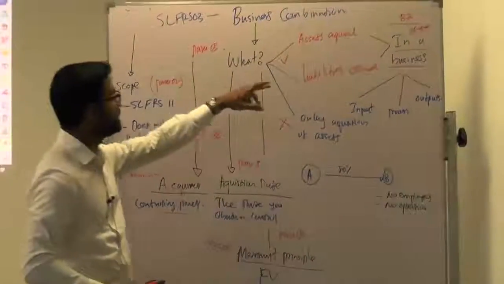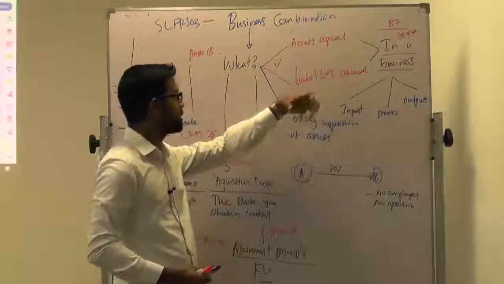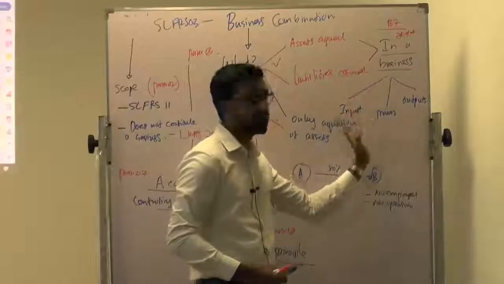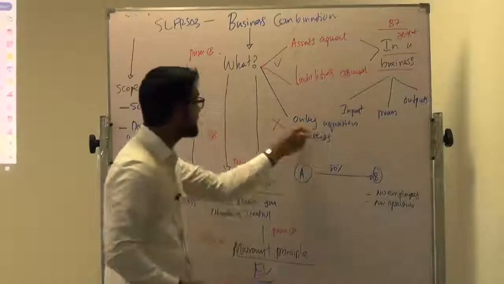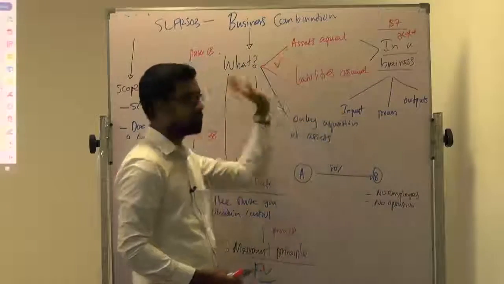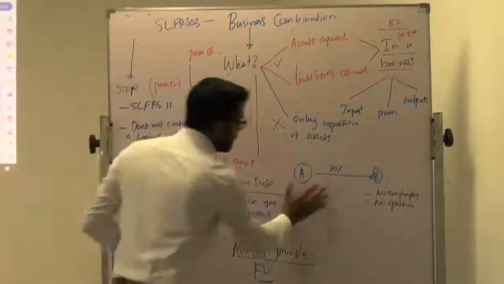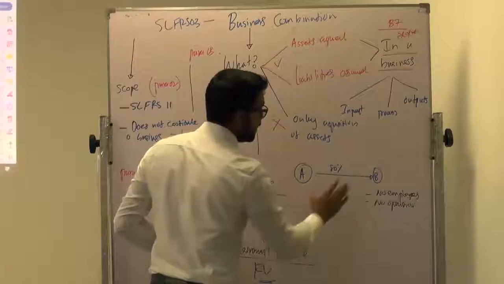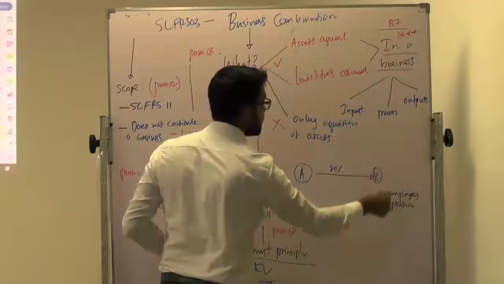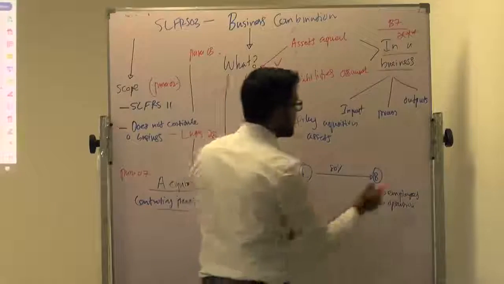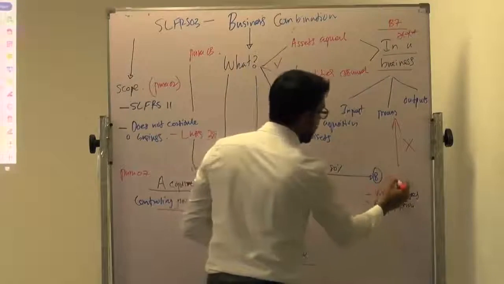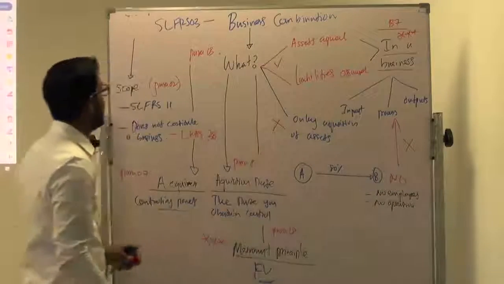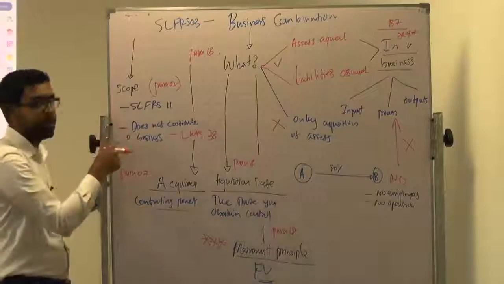A business combination is an acquisition of assets or liabilities assumed in a business. Business means input, process, output. If you don't see this, it's not a business. If you acquire assets only, it's not a business. Example: A acquired 80% of B, which has no employees and no operations, so it does not meet the definition of a business, therefore there is no business combination. Thereafter I explained the scope.